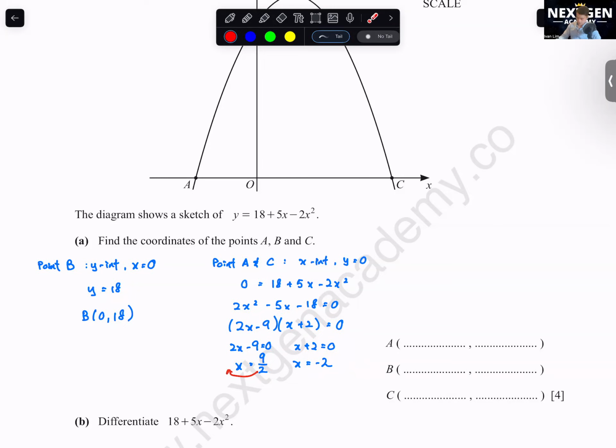So which one is A and C? A will be (-2, 0). C will be (9/2, 0). So (-2, 0), (9/2, 0), and this one is (0, 18). You can write it as 4.5 also.